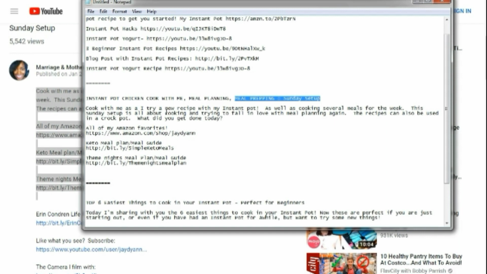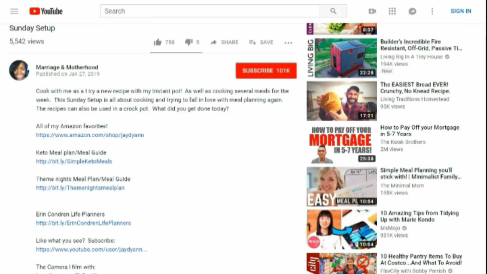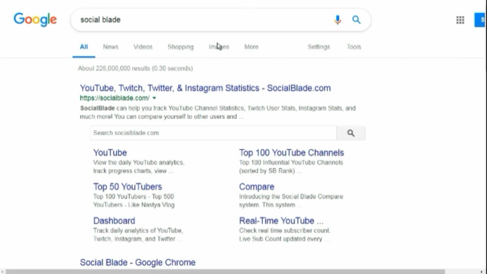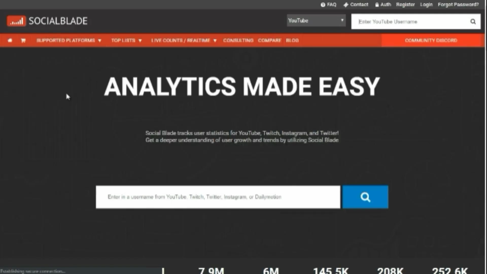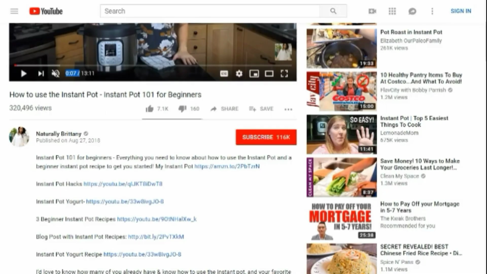Now, you can do some deeper dive competitive research using specific tools. And one specific tool is called Social Blade. So that's socialblade.com, as you can see here. And I like to use this to get a better idea of the YouTube channel as a whole. Because what you're trying to figure out is, did this person rank because their channel as a whole has a lot of traffic? Or did this person rank simply because of the titles and the description? So there are many factors involved, but let's take a look at Naturally Brittany. So let's go ahead and copy this.